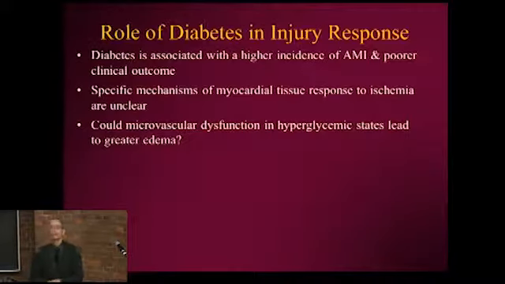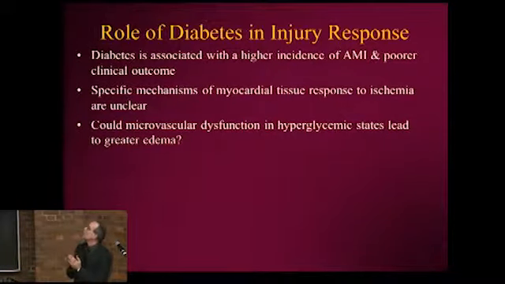Another area of great interest and opportunity to study in this patient population is the role of diabetes. So what we did actually is take out all of those patients from our study with hemorrhage and only look at those without hemorrhage and ask in that population, did diabetes have an extra role in injury response? And we know that diabetes is associated with higher incidence of acute myocardial infarction and poor outcomes, but there's not a real good sense of exactly why. The specific mechanisms of the tissue response to ischemia are unclear, although there are some thoughts.